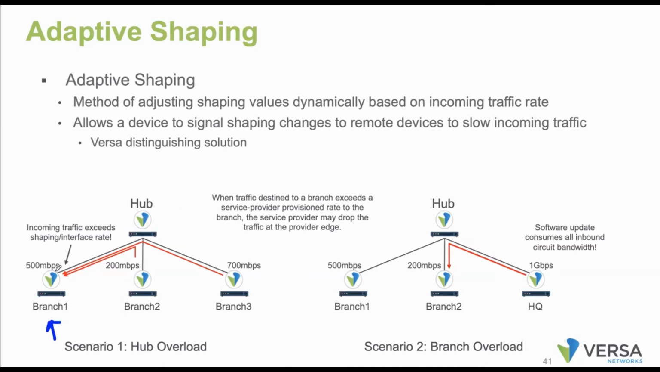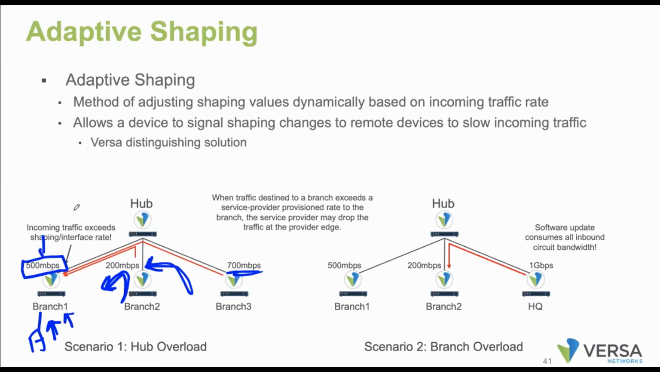On branch 1, the maximum bandwidth we have is 500 Mbps. Branch 1 is holding some services. Branch 2 and branch 3 are trying to send some traffic. What if branch 2 is trying to send 200 Mbps of traffic and branch 3 is trying to send 700 Mbps of traffic? What will happen at branch 1?